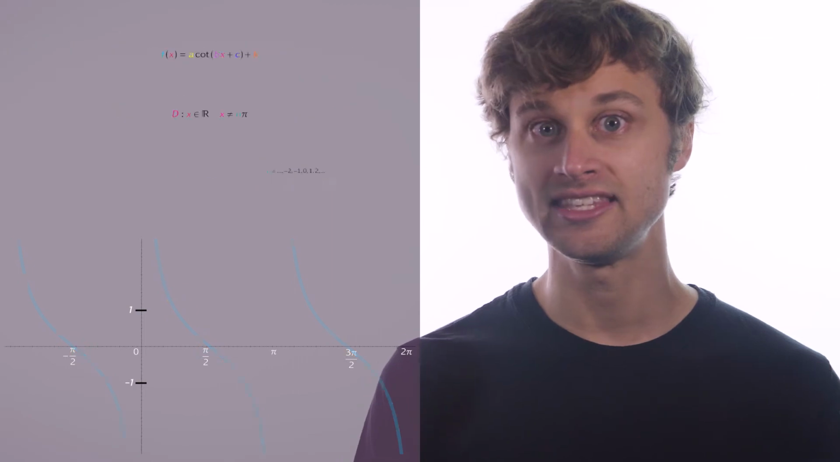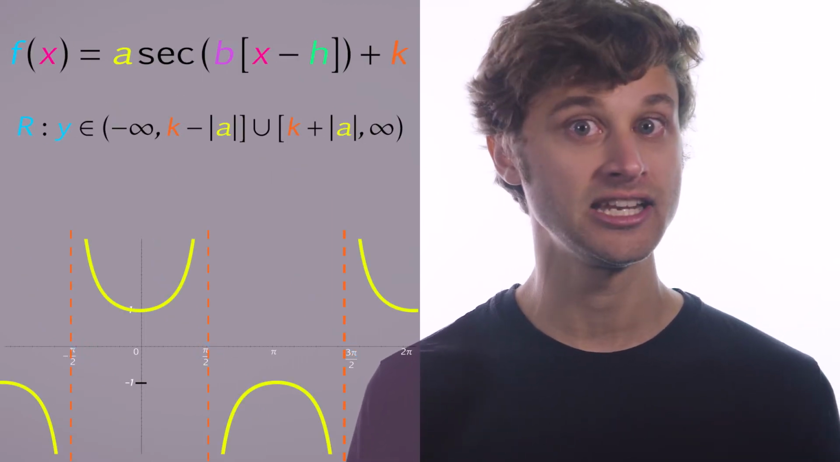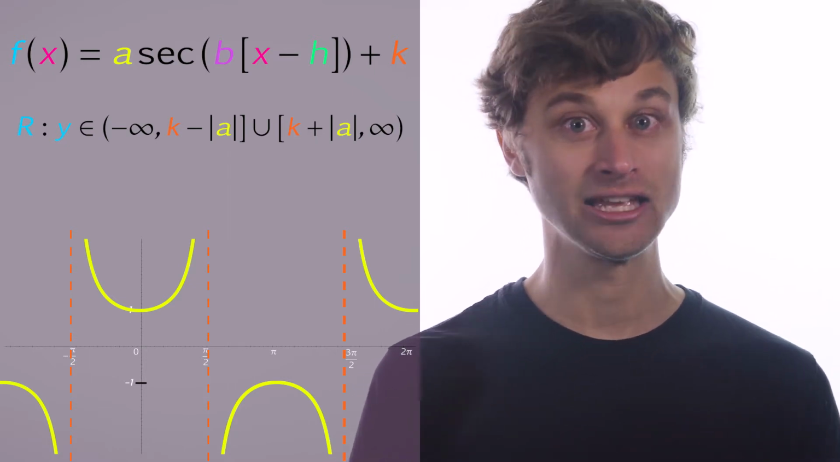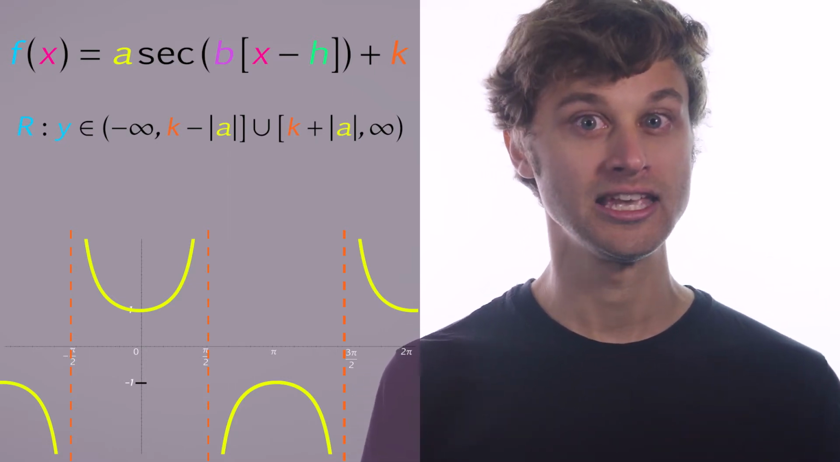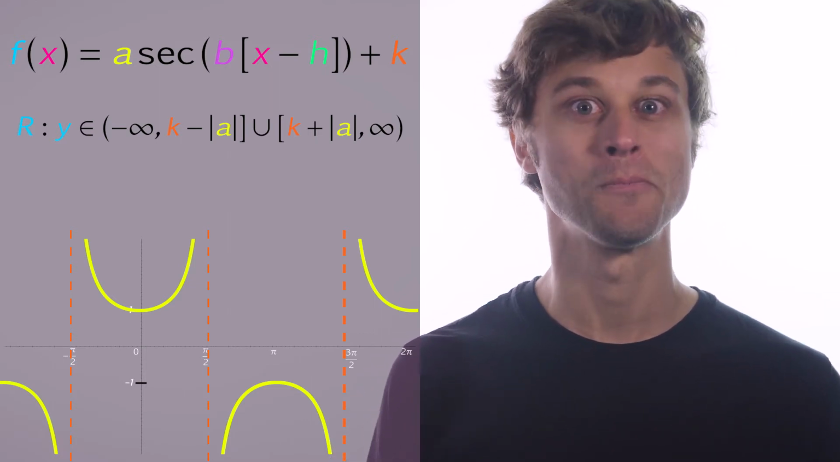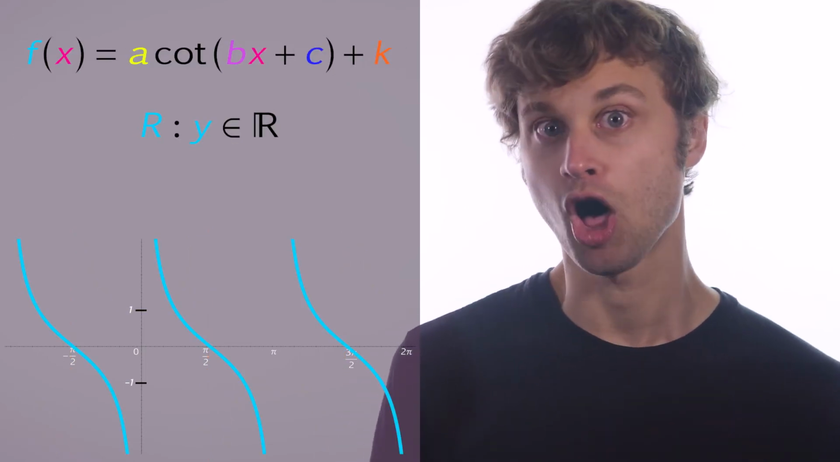The range of secant and cosecant can be written in this way: negative infinity to k minus the absolute value of a, inclusive, union, inclusive, k plus the absolute value of a to positive infinity. And the range for cotangent is all real numbers.